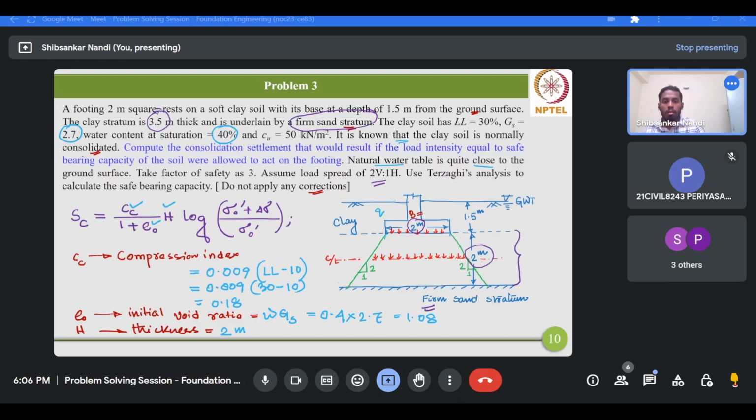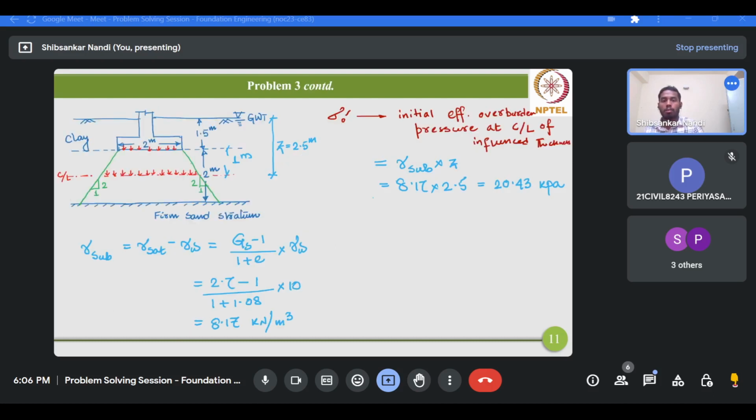Okay, so we have determined the sigma 0, right? So the only unknown entity is delta sigma. Delta sigma, this is the stress increase. So additional stress increase at the center line of the influence thickness.